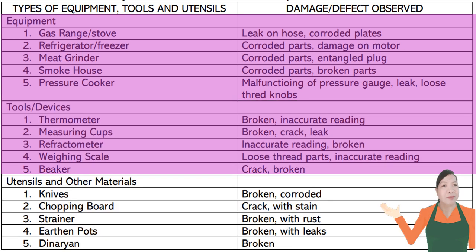Now, utensils and other materials. Number 1. Knives. Broken or corroded. Number 2. Chopping board. Crack or with stain. Number 3 is strainer. Broken or with rust. Number 4. Earthen pots. Broken or with leaks. And last but not least, the bolo. Broken.